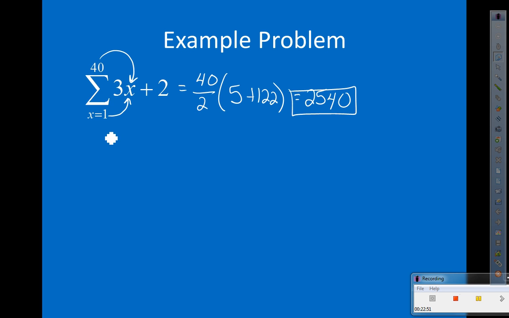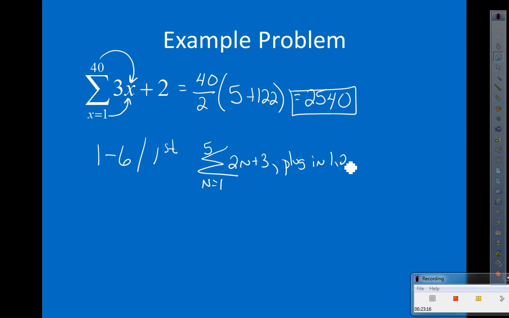On your worksheet, just once again, on 1 through 6, you're going to do it like we did at first. You're going to see things that look like this: n equals 1 to 5 of 2n plus 3. You don't get to use the main formula on that. What you'll have to do is plug in 1, 2, 3, 4, 5, and then add those numbers up. That's how you'll handle 1 through 6. 7 through 10, you're going to get to use our formula.